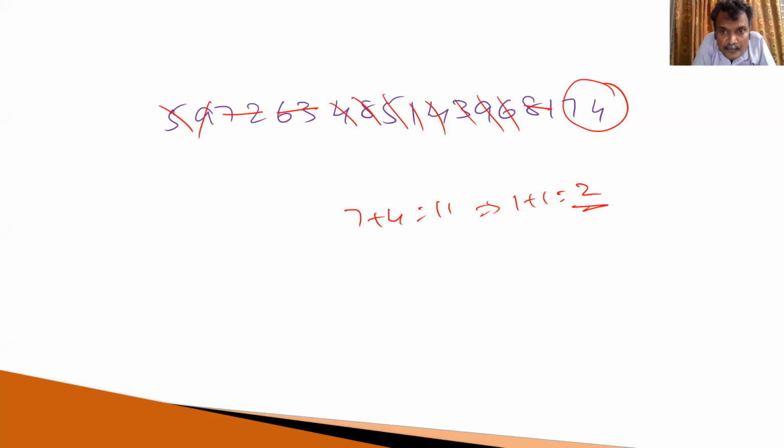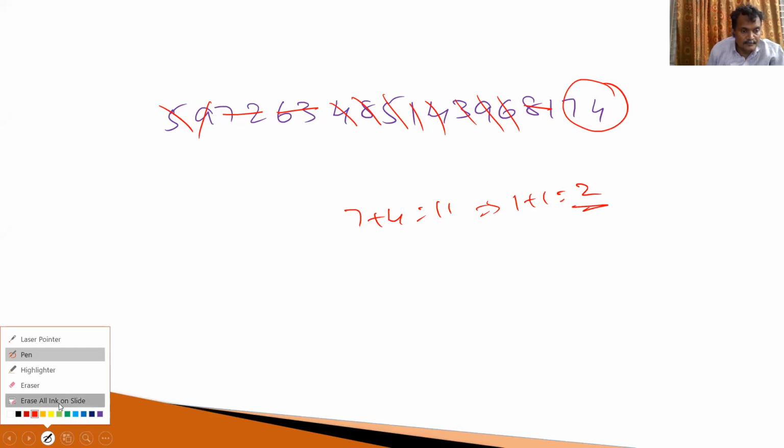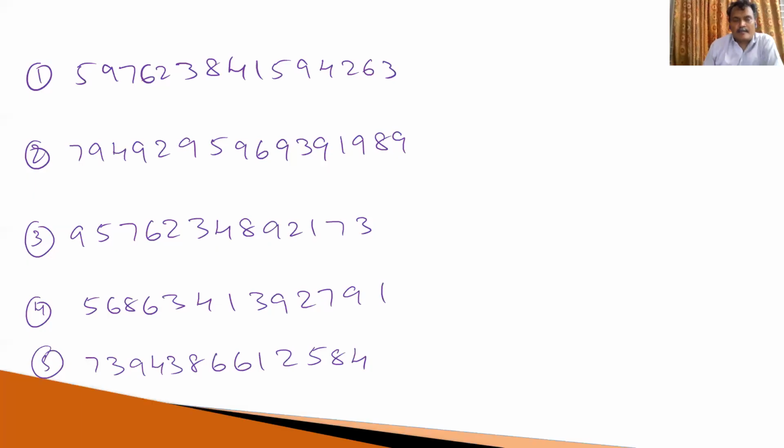Is it clear, all of you? Yes, sir. Yeah. What about Raj brothers? Yes, sir. Okay. Now, see, what is the application of this digit sum? Okay, before that, I will give you 5 questions, all of you.